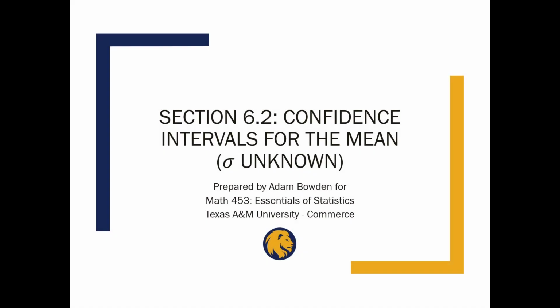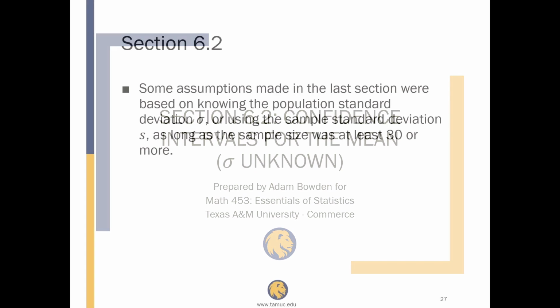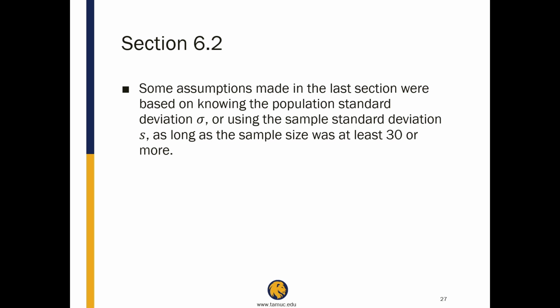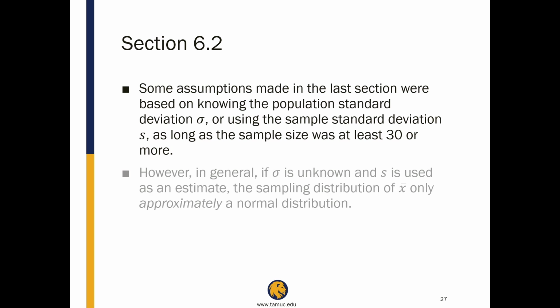In section 6.2, we're going to discuss the confidence intervals for the mean, much like we just did in the last section, but now we're going to do it under the assumption that the population standard deviation sigma is unknown. Some assumptions made in the last section were based on knowing the population standard deviation sigma or using the sample standard deviation s, as long as the sample size was at least 30 or more.